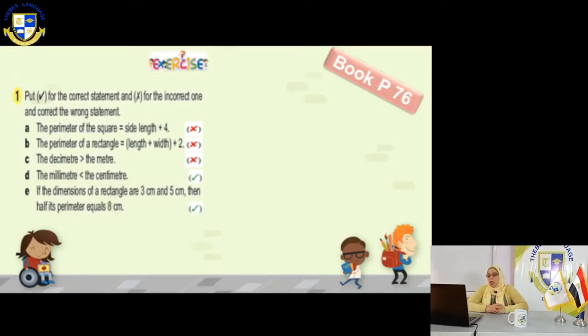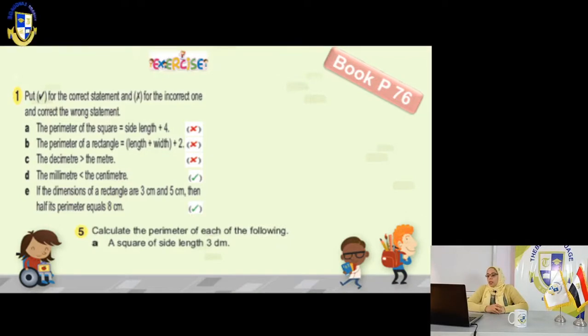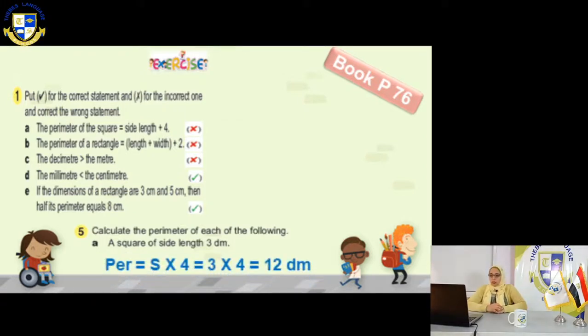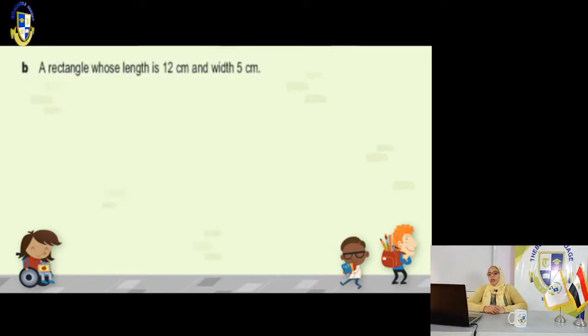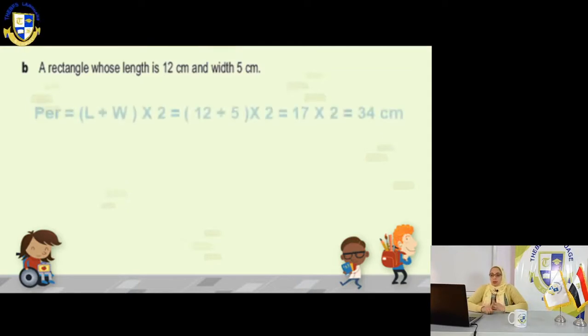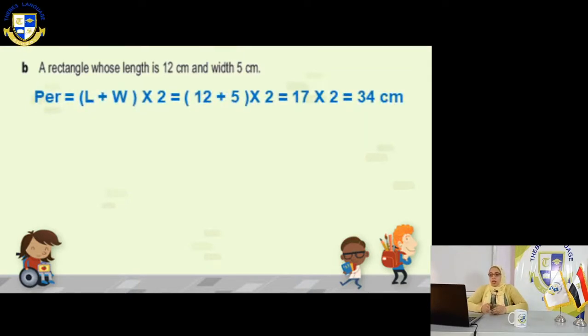Another exercise, calculate the perimeter of each of the following. A square of side length 3 decimeter. The perimeter of a square is side times 4, so 3 times 4 equals 12 decimeter. Another exercise, a rectangle whose length is 12 centimeter and width 5 centimeter. What is the perimeter of a rectangle? Excellent. Length plus width all times 2 equals 12 plus 5 times 2 equals 17 times 2 equals 34 centimeter.